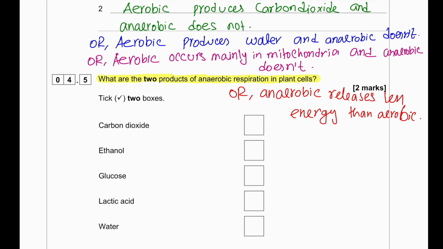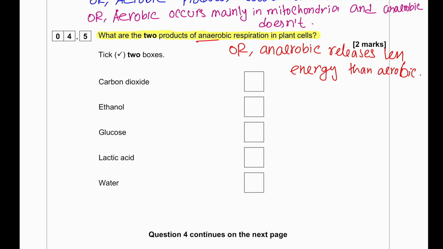So in plant cells, when anaerobic respiration takes place, it produces carbon dioxide along with ethanol. Glucose is the reactant, lactic acid is produced in anaerobic respiration in animal cells, and water is produced when glucose is broken down in aerobic respiration. So that's why carbon dioxide and ethanol is the correct answer.